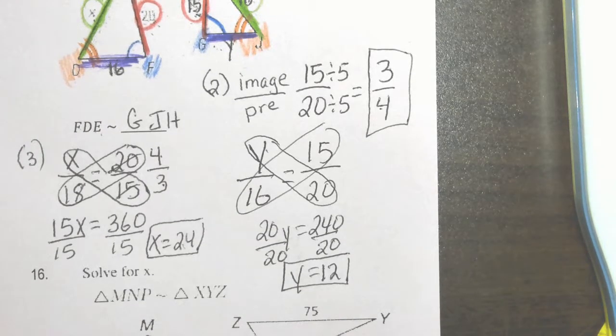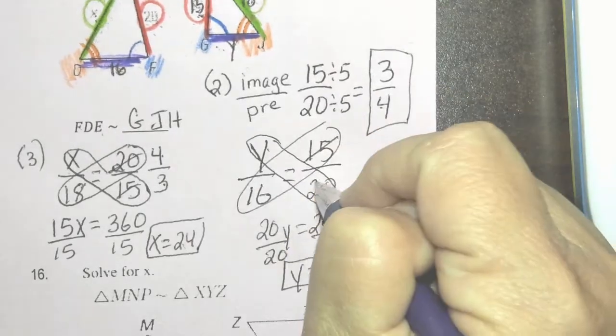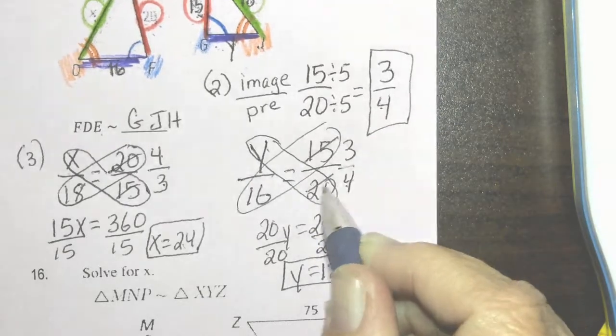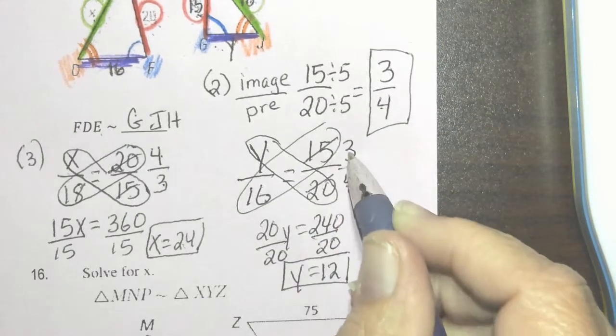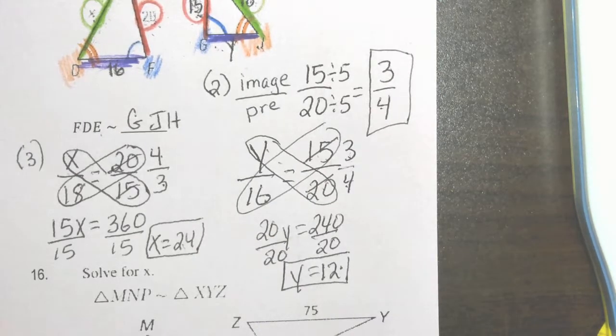Now, if you want to do it in mental math, take 15 over 20 and simplify it. 15 over 20 simplifies to 3/4. 4 times 4 is 16. 3 times 4 is 12. You're done.